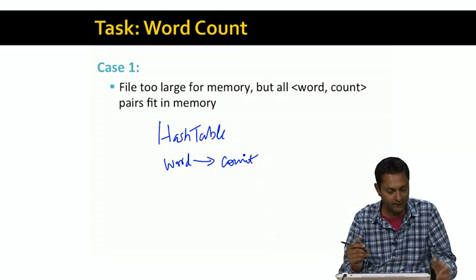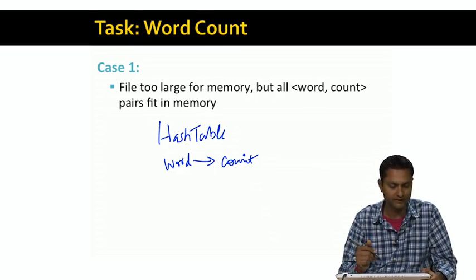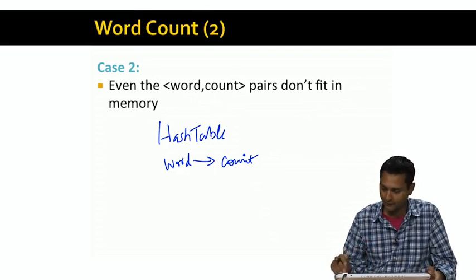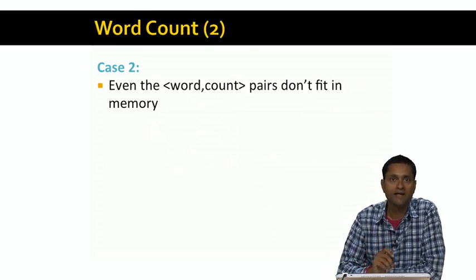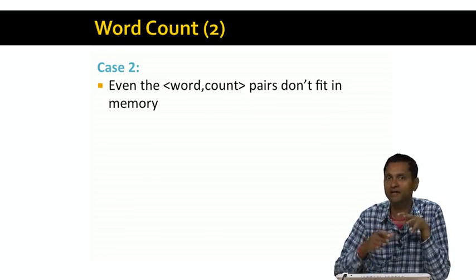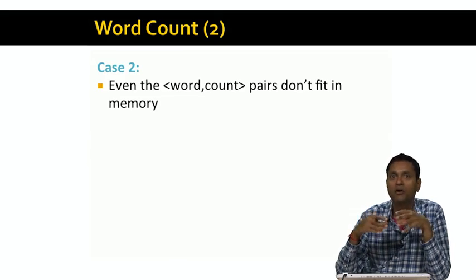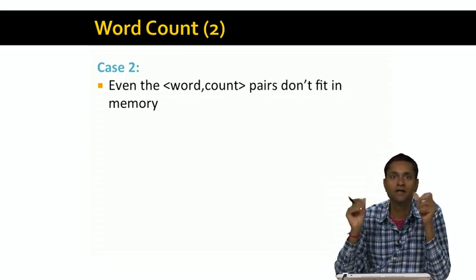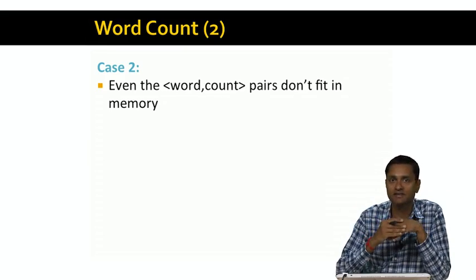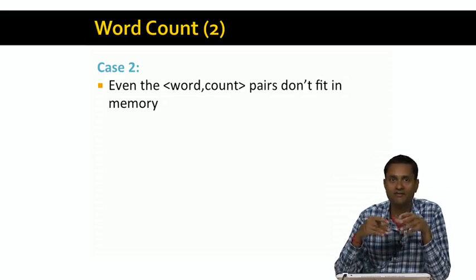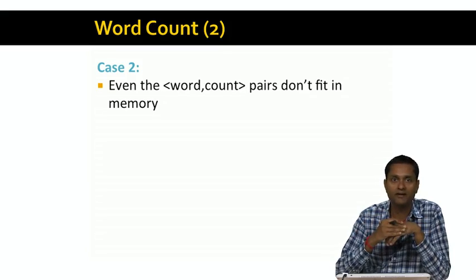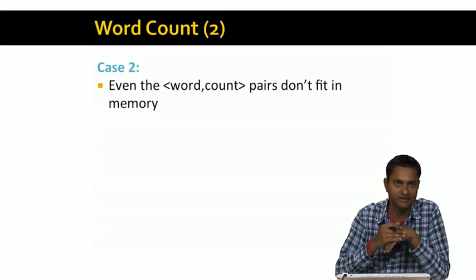Now let's make it a little bit more complicated. Let's imagine that even the word count pairs don't fit in memory, right? The file's too big, it doesn't fit in memory, but there are so many distinct words in the file that you can't even hold all the distinct words in memory. Now, how do you go about solving the problem in this case? Well, you could try to write some kind of complicated code, but I'm lazy, so I like to use Unix file system commands to do this.